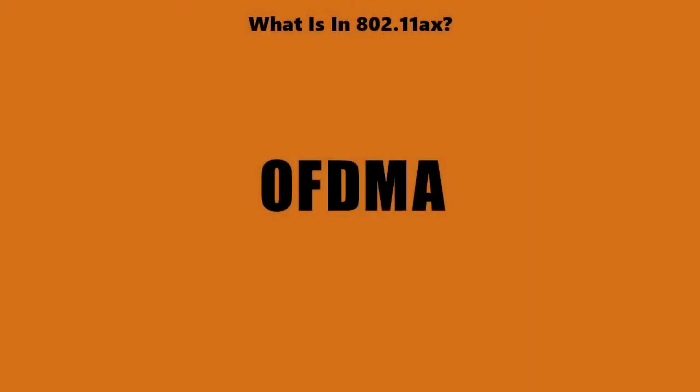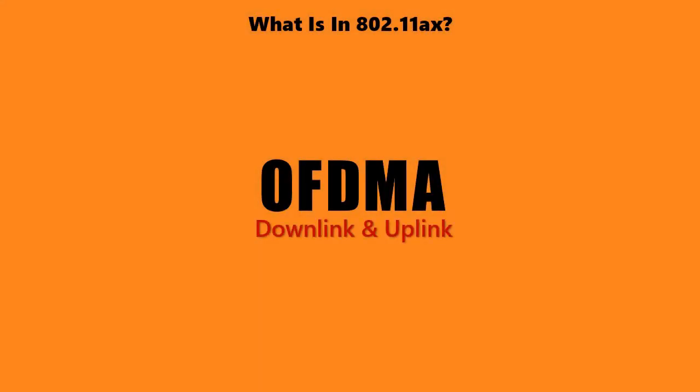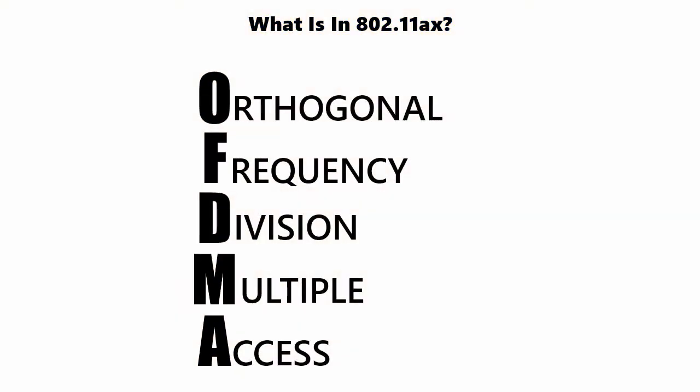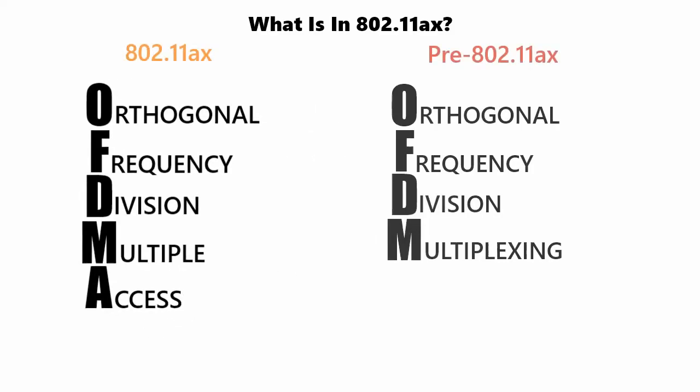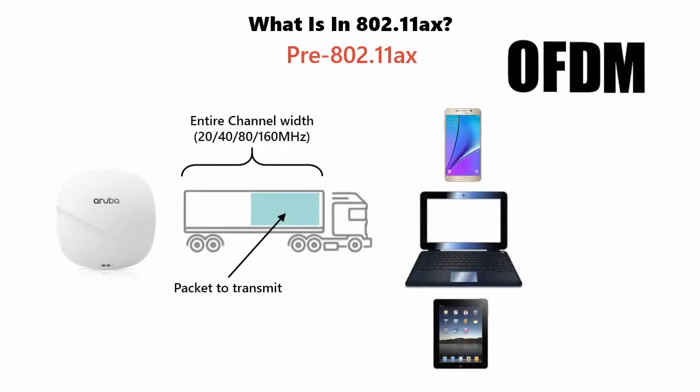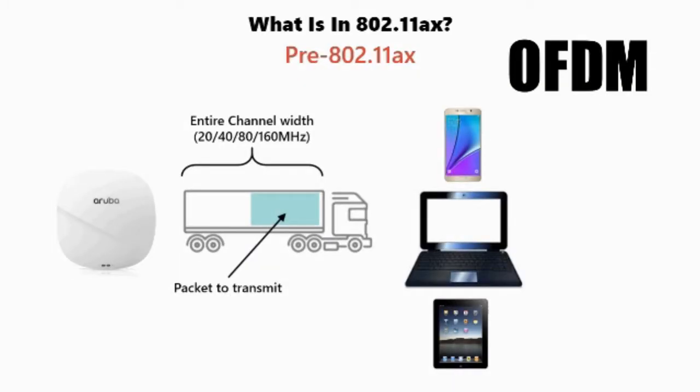And the first, it starts off with OFDMA. OFDMA stands for Orthogonal Frequency Division Multiple Access. And this is different from the previous standard, which runs off OFDM, Orthogonal Frequency Division Multiplexing. Okay, and what is the difference? I would like to illustrate it with this example of a truck.